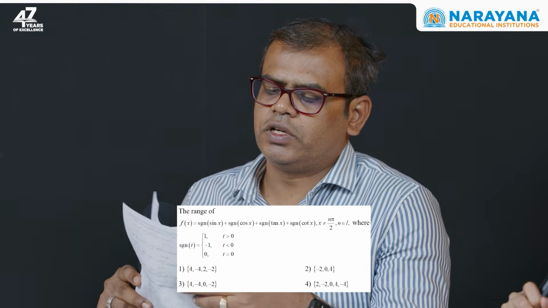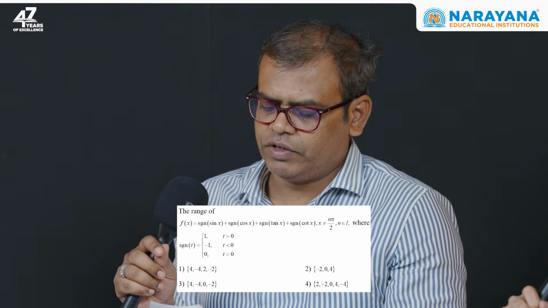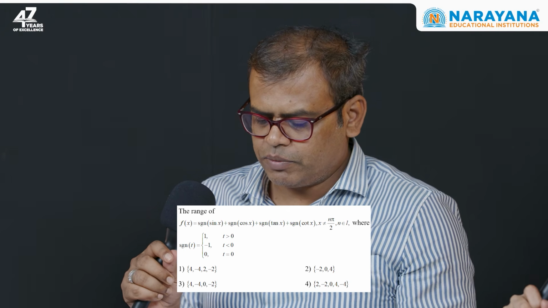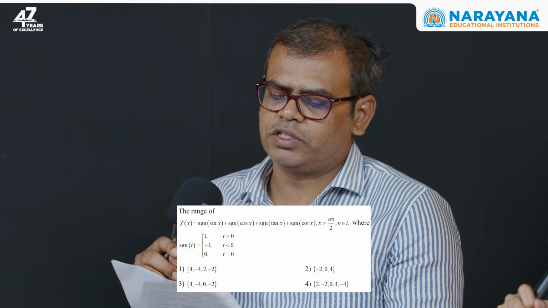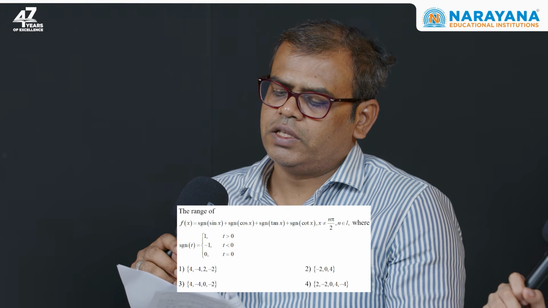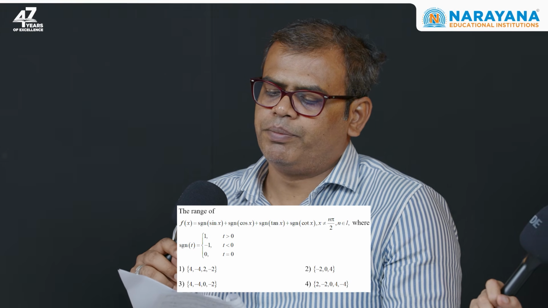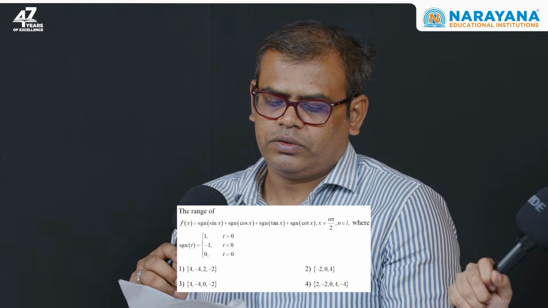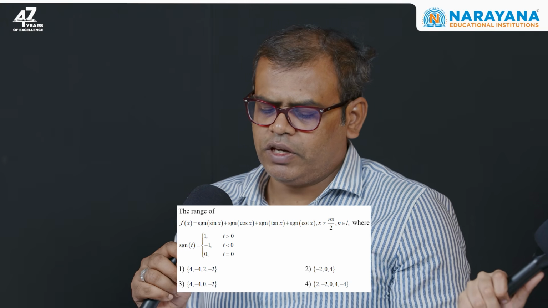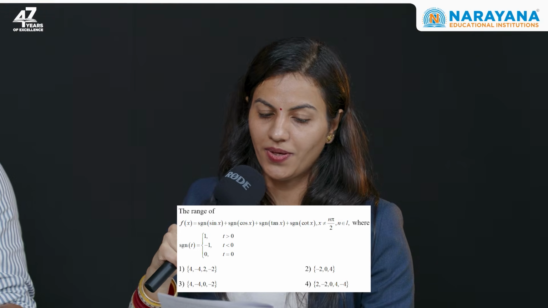Next is question number 10. It is an easy question based on the definitions only. The signum function is given. The function f of x is the sum of four functions, and all are signum functions. Their arguments are trigonometric functions, and it says x is not a multiple of n pi by 2. It is an easy one. For the signum function, we only have to follow the definitions.